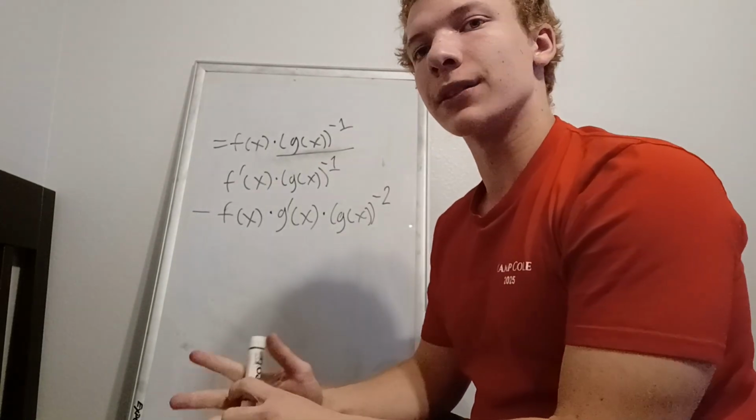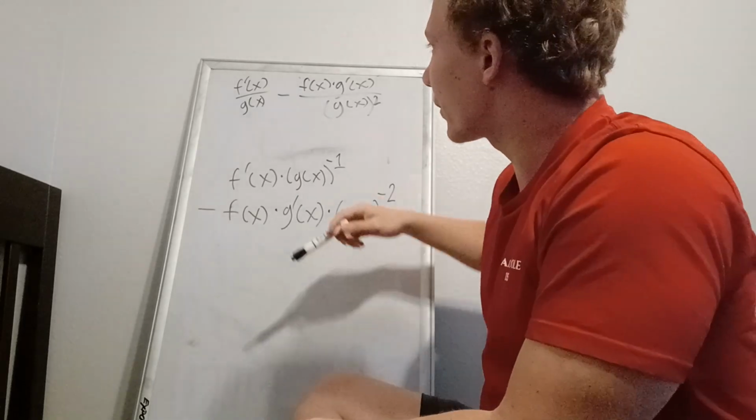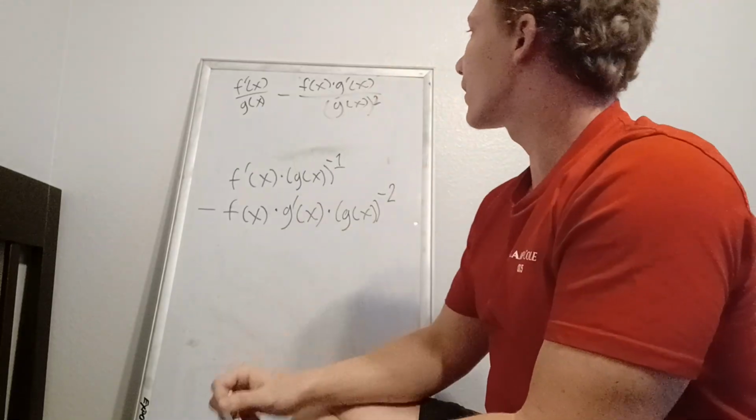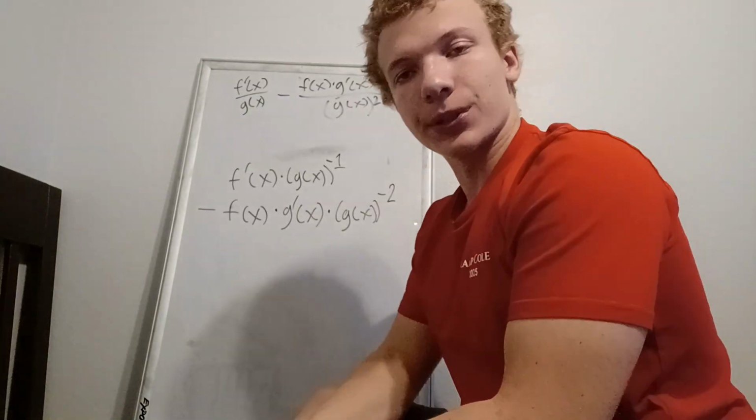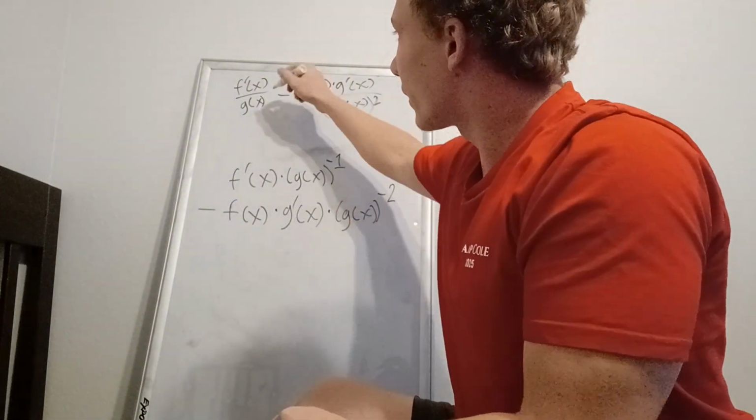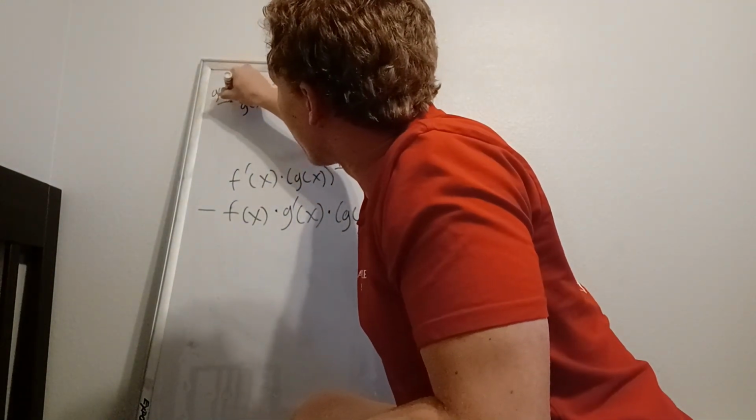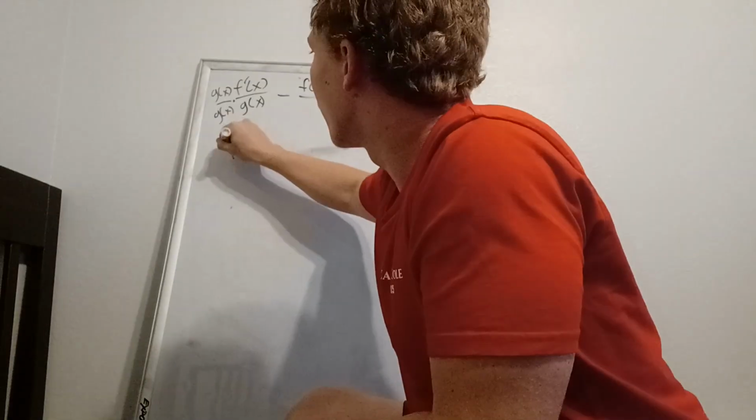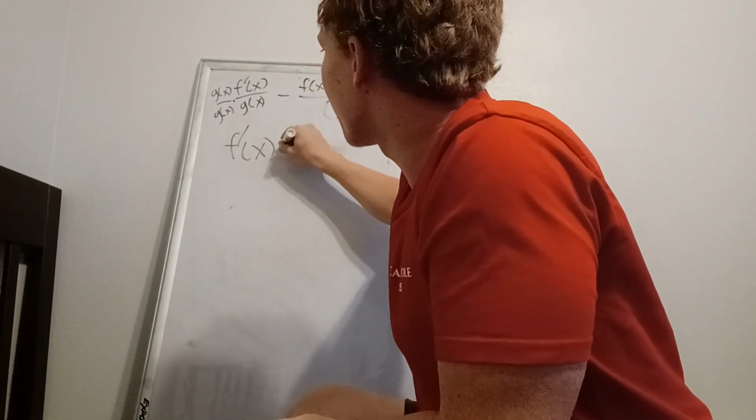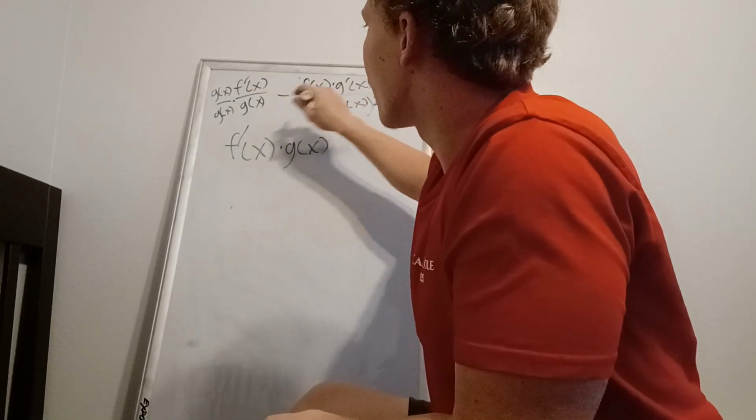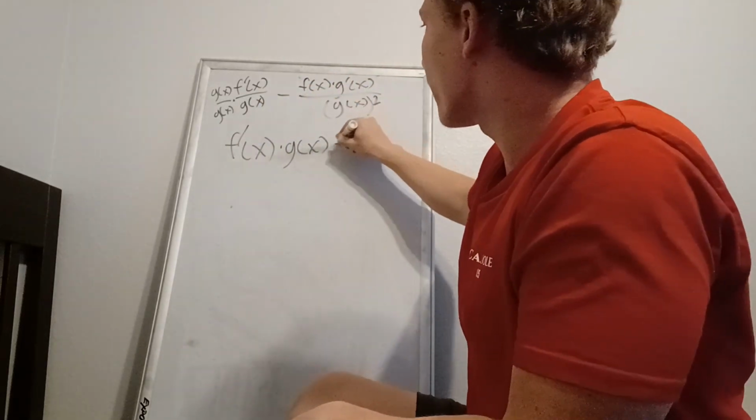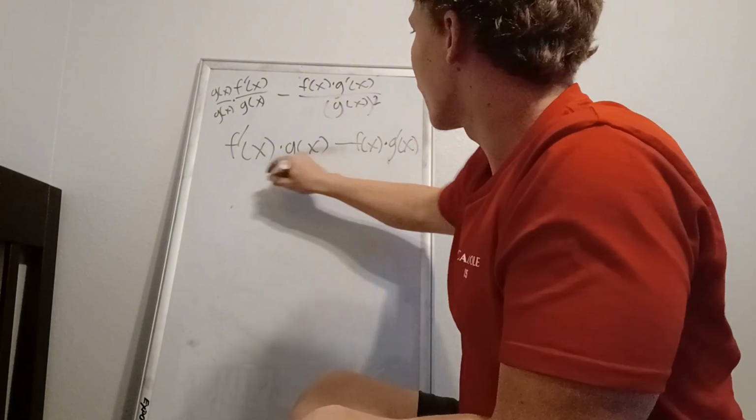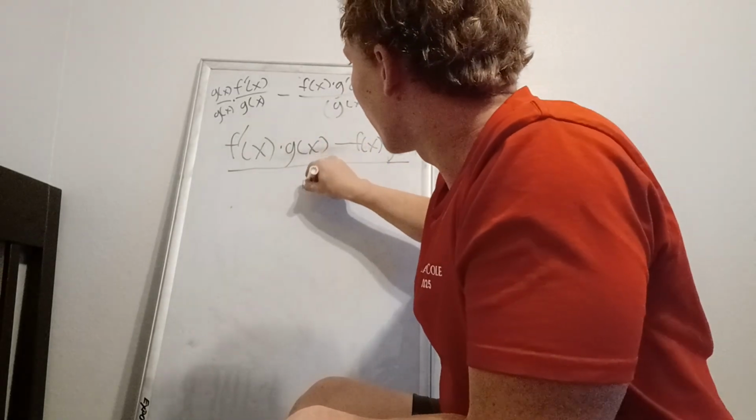Now let's rewrite this back into terms of quotients. What we get is this new expression, f prime of x over g of x minus f of x times g prime of x over g of x squared. Now, since we're subtracting, we need to multiply this left fraction by g of x over g of x in order to equalize the denominators. And we're going to get f prime of x times g of x. And now these denominators will be the same, g of x squared. So we can just minus f of x times g prime of x all over this common denominator of g of x squared.